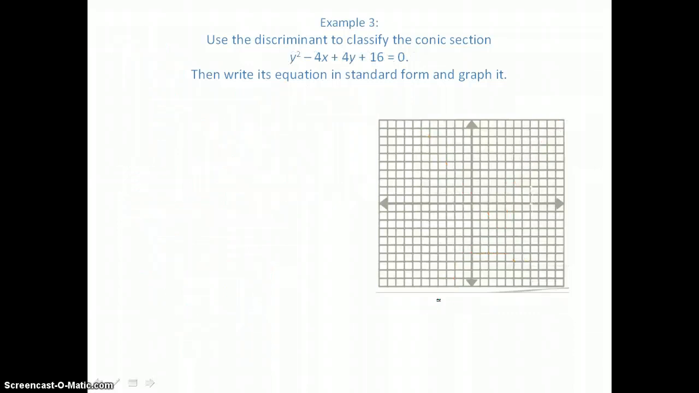In example 3, we want to use the discriminant to classify this conic section, then write its equation in standard form and graph it. So our a value is 0 since there is no x squared term. Our b value is 0 since there is no xy term. And our c value is 1 since that's what's multiplied to y squared. Discriminant, b squared minus 4ac.